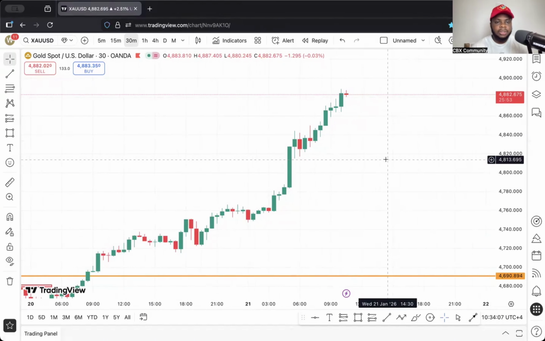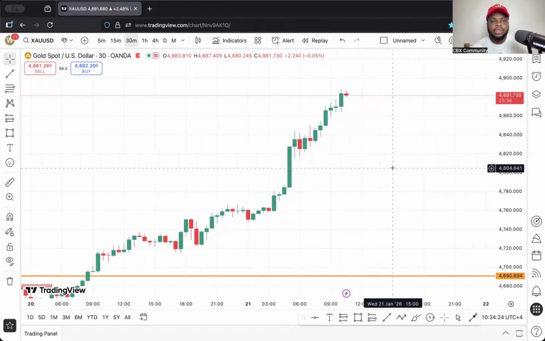So let's look at the market structure. Before we start, let's try and identify the monthly market condition, the daily market condition, the 4 hours, the 1 hour, the 30 minutes, just for us to have an idea of what you're anticipating the market to give to us. So let's go to the monthly market condition.